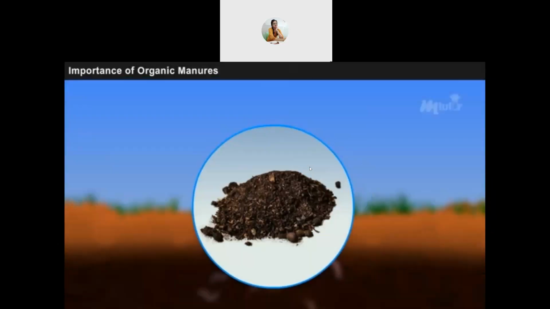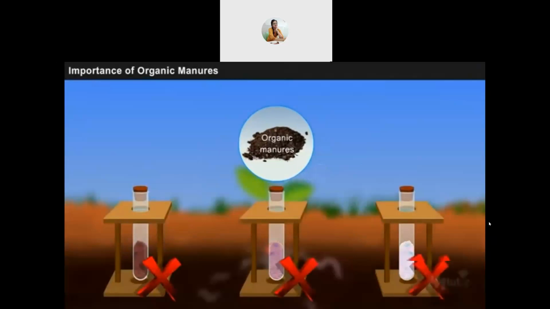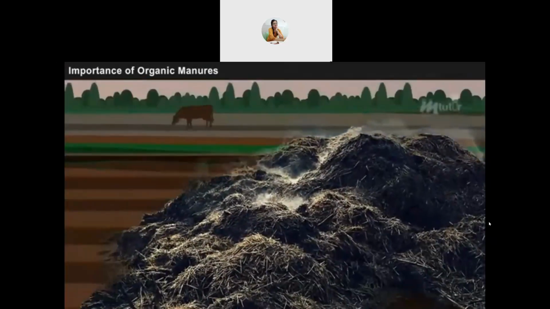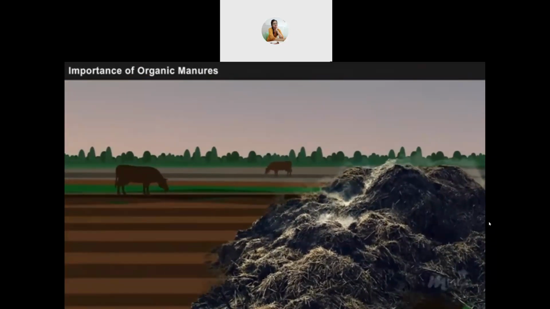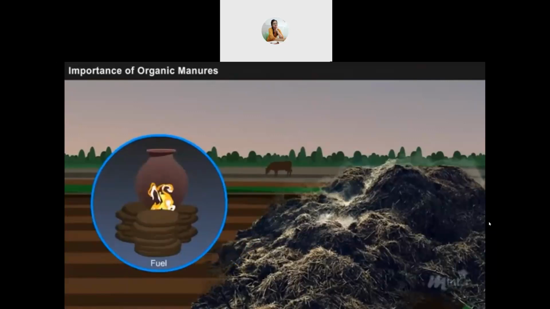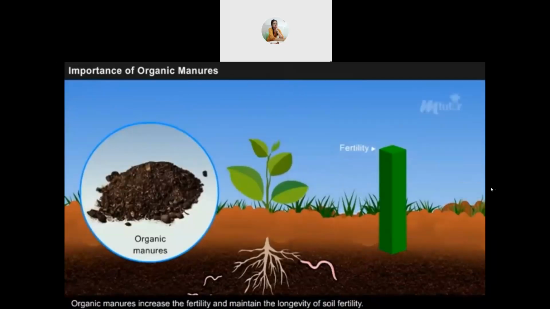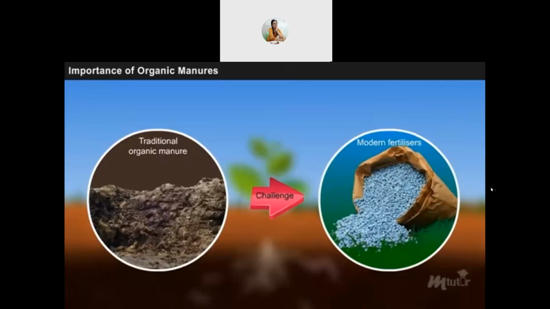Importance of organic manures. Organic manures are easily available in all climatic conditions. Organic manures do not need any additional components to react with the soil. Animal manure, which is one of the types of organic manures, can also be prepared from slurry that is easily available in agricultural lands. They can also be used as a fuel. An example is cow dung. Organic manures increase the fertility and maintain the longevity of soil fertility. Moreover, the traditional organic manure is challenging the modern-day fertilizers.